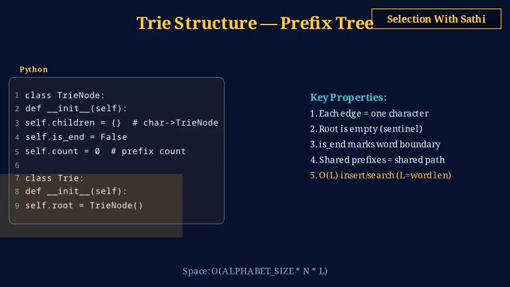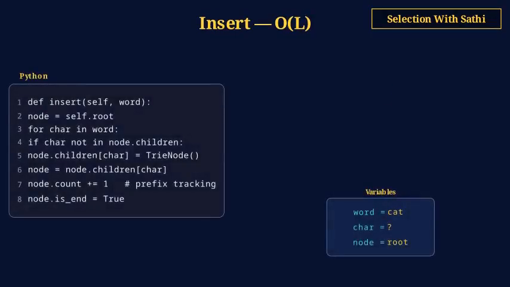The key insight is that the path from root to any node spells out a prefix. Words sharing the same prefix share the same path. For example, cat, car, and card all share the path C, A. Inserting a word into the trie is straightforward.